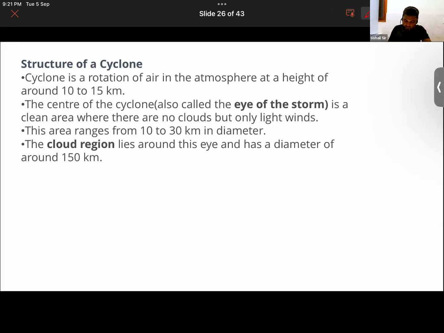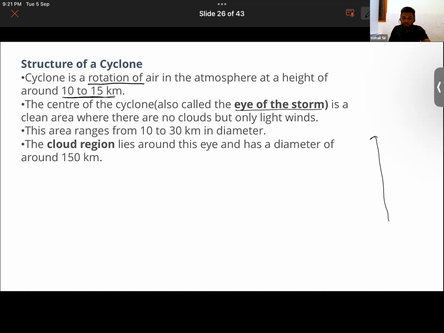Now, a few more things about it. A cyclone, as we said, is due to the Coriolis force, the air is moving in a spiral fashion. A few other things you can note: it will basically occur at an elevation of 10 to 15 kilometers. The center of the cyclone is called the eye of the storm or eye of the cyclone. The warm air rises up to a height of 10 to 15 kilometers.